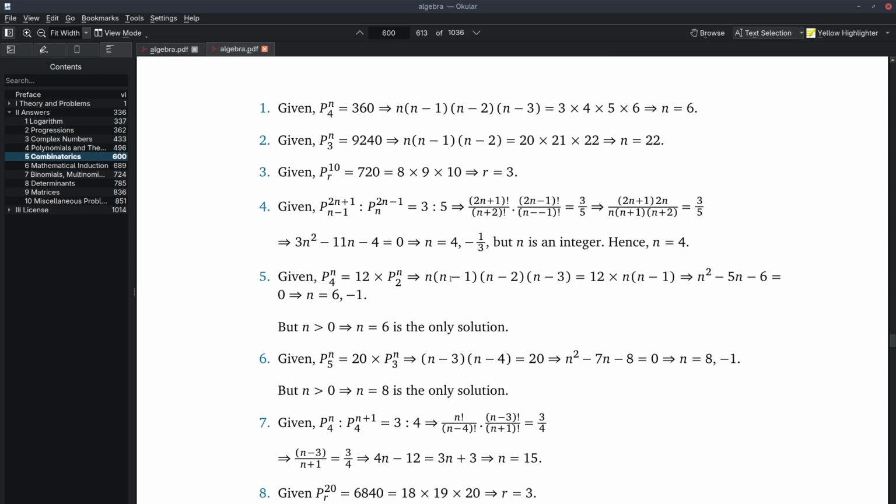Question 5 says that if nP4 is equal to 12 into nP2, find n. So we expand it, we get n into n minus 1 into n minus 2 into n minus 3 is equal to 12 into n into n minus 1. We cancel n and n minus 1, we get the quadratic equation n square minus 5n minus 6. So n is equal to 6 or minus 1, but n is greater than 0, so n is equal to 6.